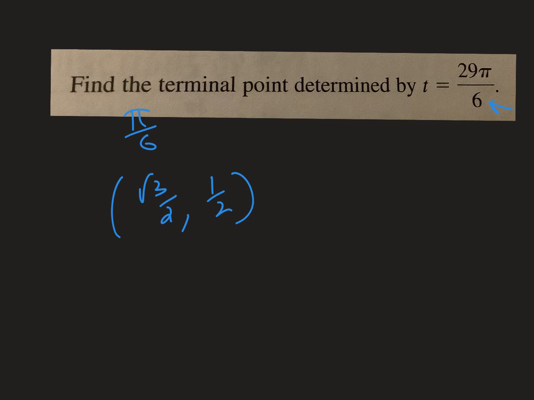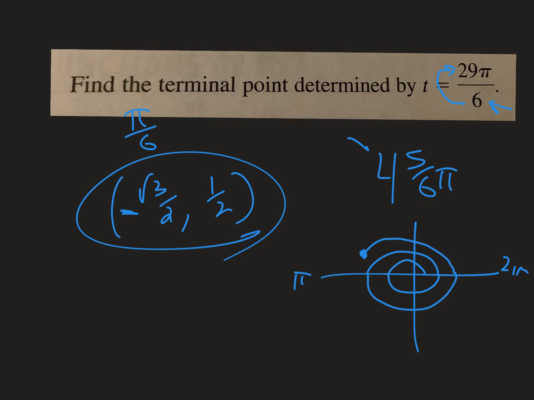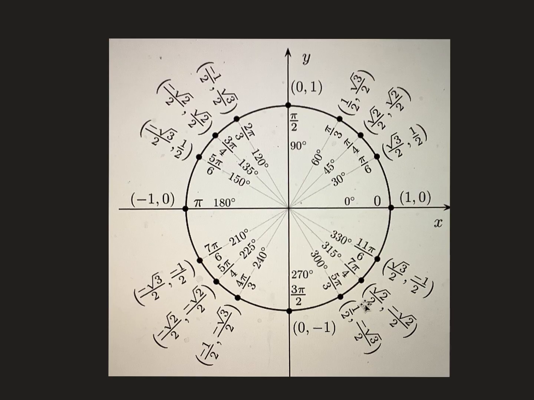Now I've got to figure out what quadrant I'm in. Here's how you do that. Divide 6 into 29. It goes 4 times. So it's really 4 and 5/6 pi. That's what that number is. Remember, that's 1 pi, 2 pi. So if I go 4 and 5/6, I go 1 pi, 2 pi, 3 pi, 4 pi. Then I've got to go 5/6 more, which is about right there. 5/6 of another pi, right there. Puts me in quadrant 2. In quadrant 2, x is negative, y is positive. Got it.